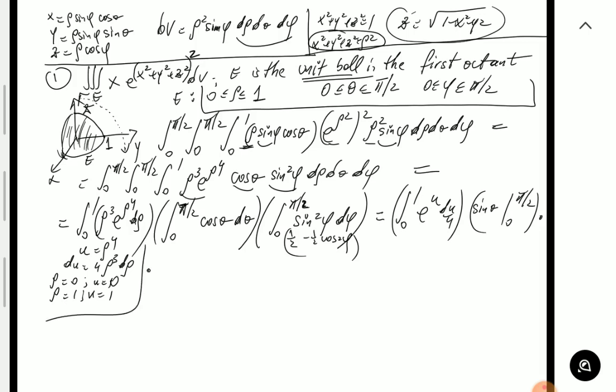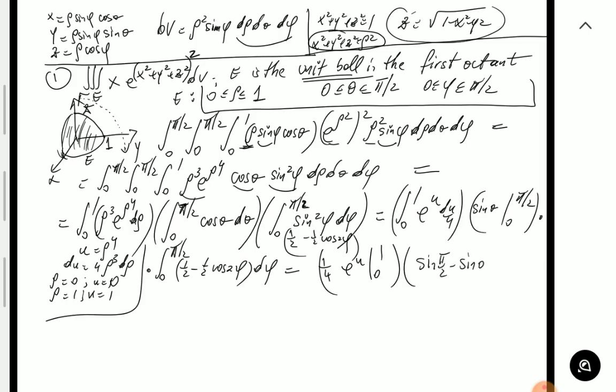And then let's do it in 2 steps. And so the last one is going to be the integral of 1/2 minus 1/2 cosine of 2 phi. We're going to integrate it at the next step. First integral is 1/4 e to the u between 0 and 1. The middle one is actually just 1, sine of pi over 2 minus sine of 0. And the antiderivative of the last one is 1/2 phi.